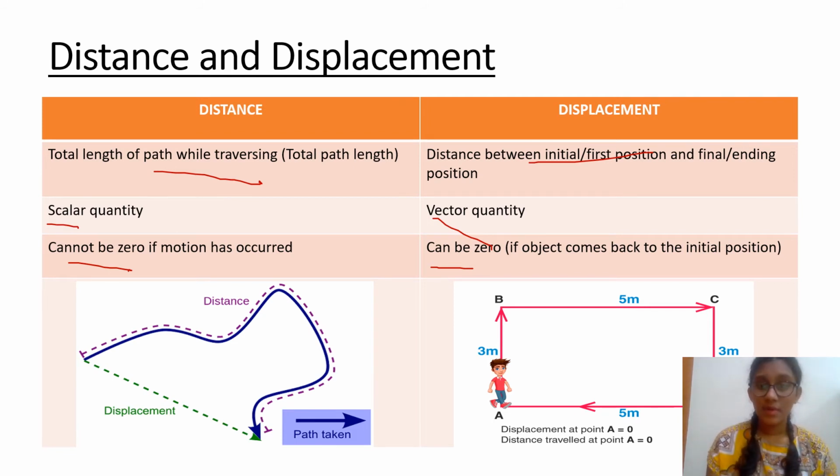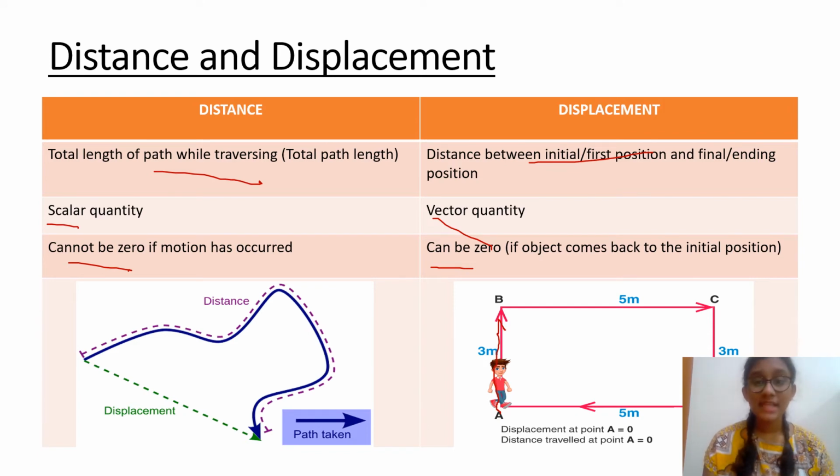In this figure, you can see a boy has traveled from point A to point B to point C to point D and back to point A. Now the total distance traveled would be AB, that is 3, plus BC, that is 5, plus CD, that is 3, plus AD, which is 5, that is totally 16 meters.